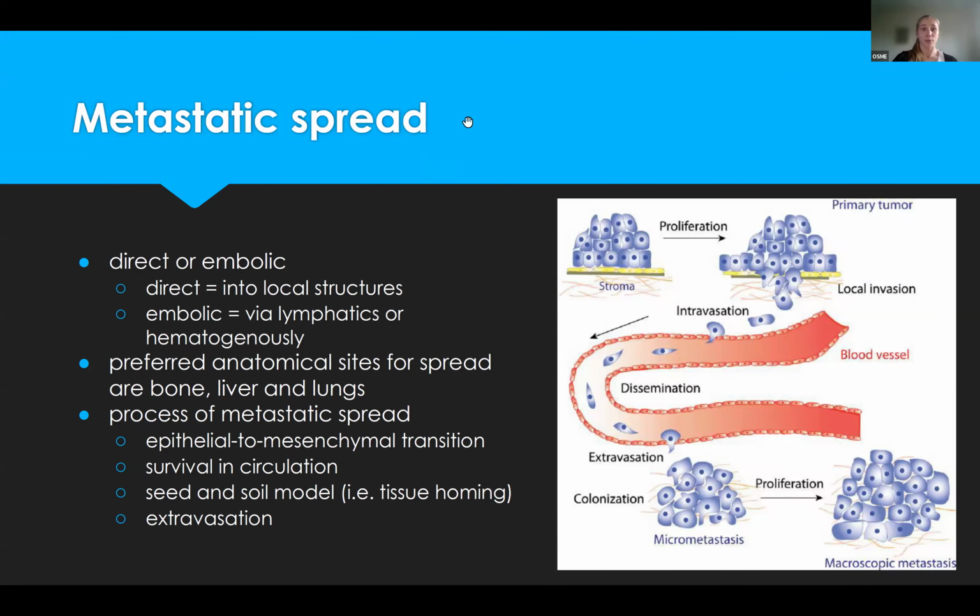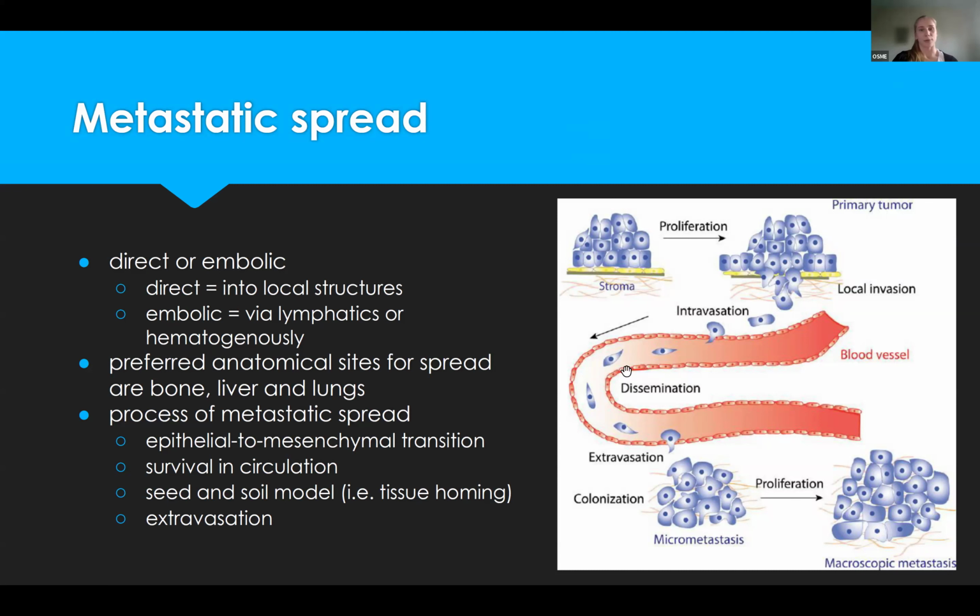Lovely. So let's move on from the nomenclature, which is unfortunately very dry and boring, but it's useful to know for future purposes. And let's move on to something more interesting, which is the metastatic spread. So the metastatic spread can be either direct or embolic, and direct means into the local structures. This usually involves breaking the basement membrane and spreading into the tissues around, and embolic would be into remote sites via either the lymphatic tubes or via the blood.